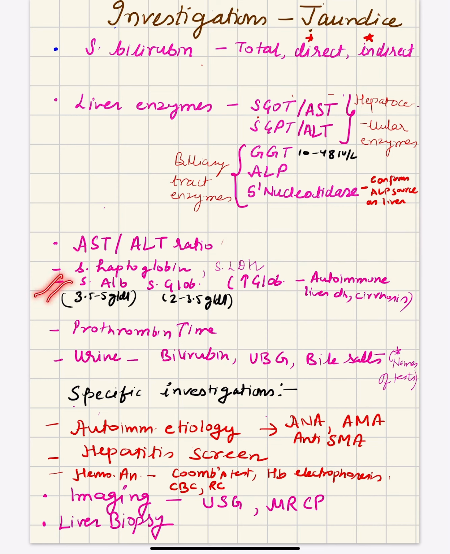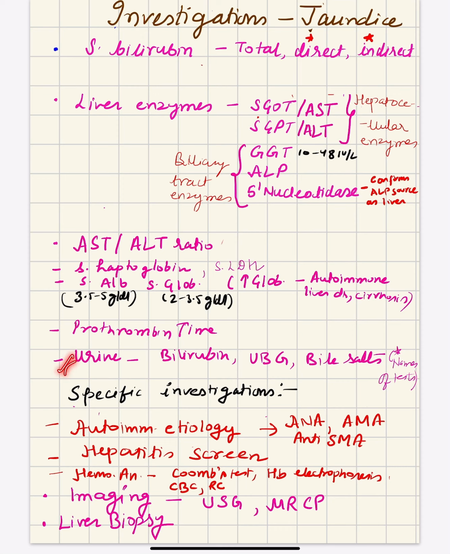Then if you want to test the function of the liver as a whole, you do serum albumin and serum globulin, because the liver has a synthetic function and synthesizes these proteins. The serum albumin level is normally 3.5 to 5 gram per dl. Serum globulin level is 2 to 3.5 gram per dl. Increased globulins are seen in autoimmune liver disease and cirrhosis, which can cause jaundice also. Now prothrombin time, since the liver synthesizes the various clotting factors, will be prolonged if there is injury to the liver.